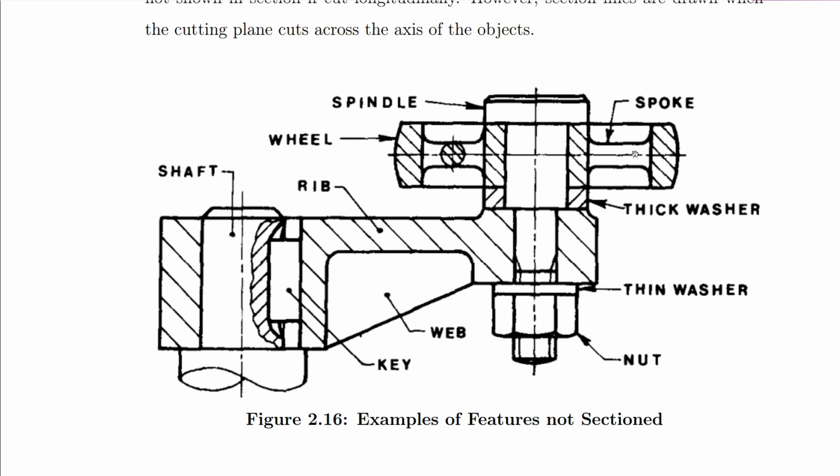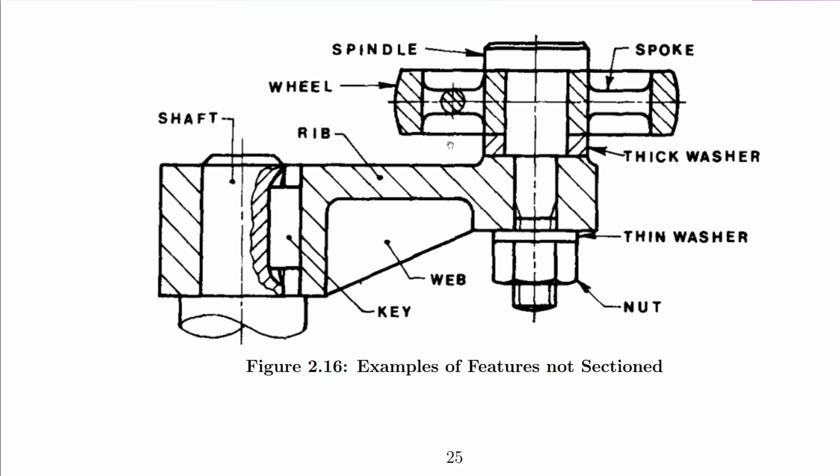But in this case, we have the cutting plane going through the spoke, it's not a section, we've left it, it's longitudinal. But when we want to present a cross section of it, in that case we cut across the axis, we have to do a revolve section over here. So that is where we have a revolve section for the spokes.